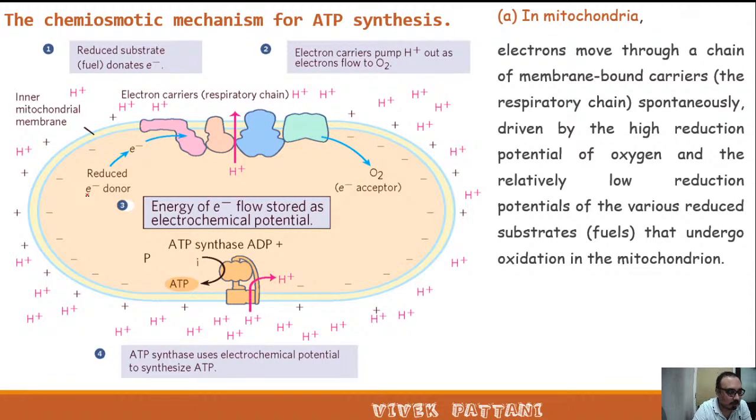Now the chemiosmotic mechanism. Electrons move in a chain of membrane-bound carriers, spontaneously driven by the high reduction potential of oxygen and the relatively low reduction potentials of the various reduced substrates that undergo oxidation in the mitochondria.